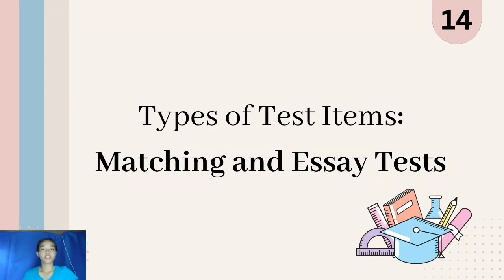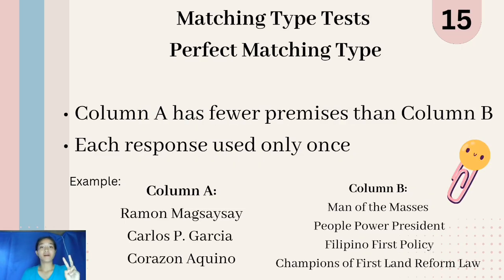Now, we are going to explore different types of test items used to evaluate learning, focusing on matching types and essay tests. Let's begin with the matching type tests. There are two types of matching tests. First, we have perfect matching type. In this type, the number of premises in column A is less than the number of responses in column B. Each response can be used only once.